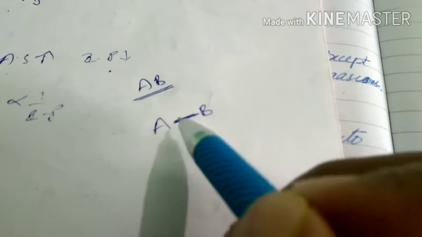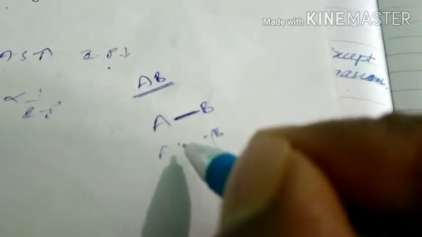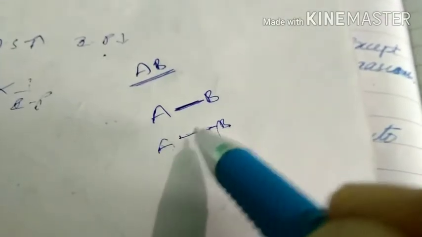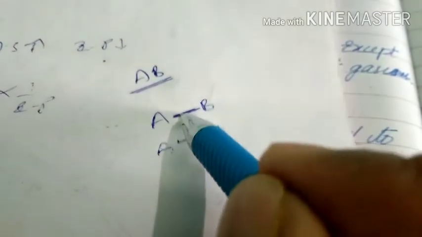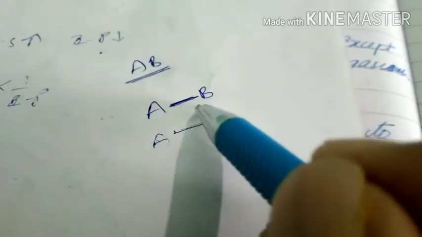So before forming the bond, A contains 1 unpaired electron, B contains 1 unpaired electron. When these two atoms share these 2 unpaired electrons, then one bond will be formed between A and B. That means sharing of electrons takes place between 2 atoms. That is called what? Covalent bond. So this bond contains 2 electrons. After forming the bond, these 2 electrons belong to both A as well as B.